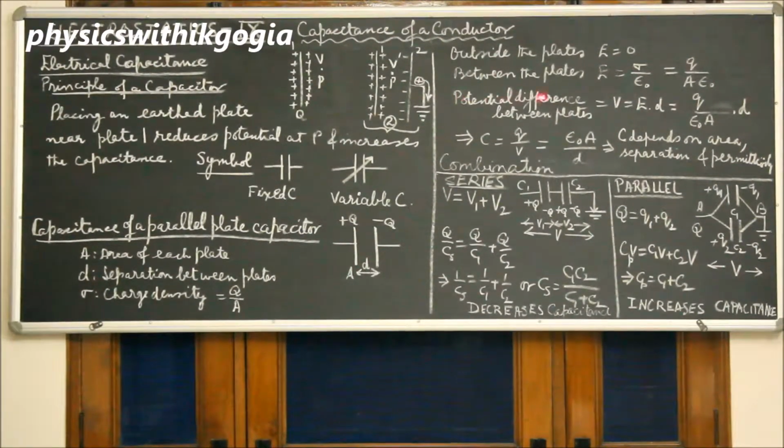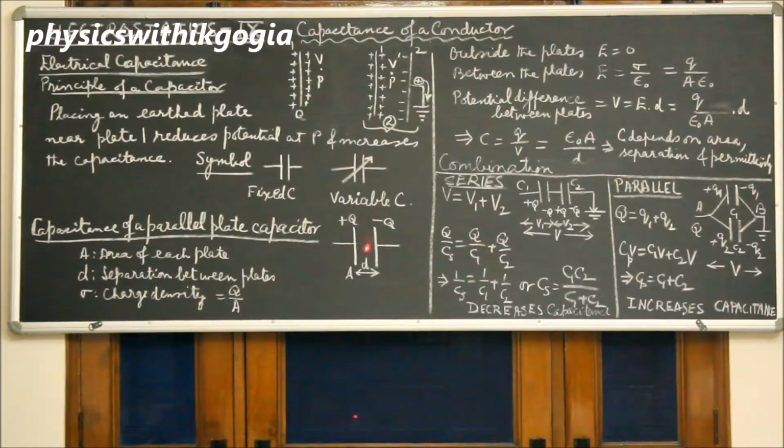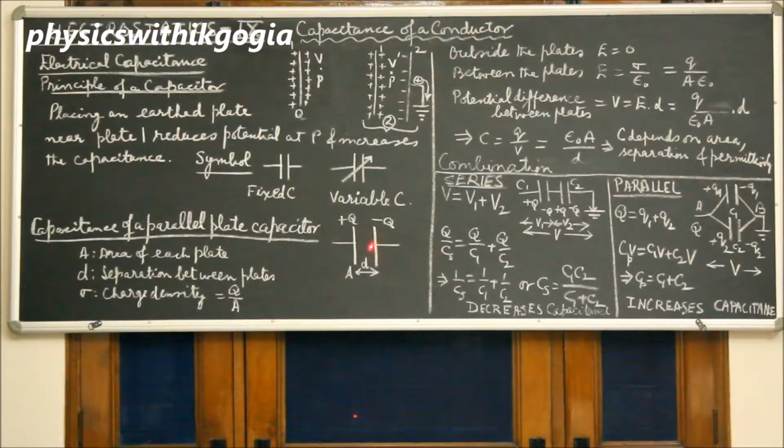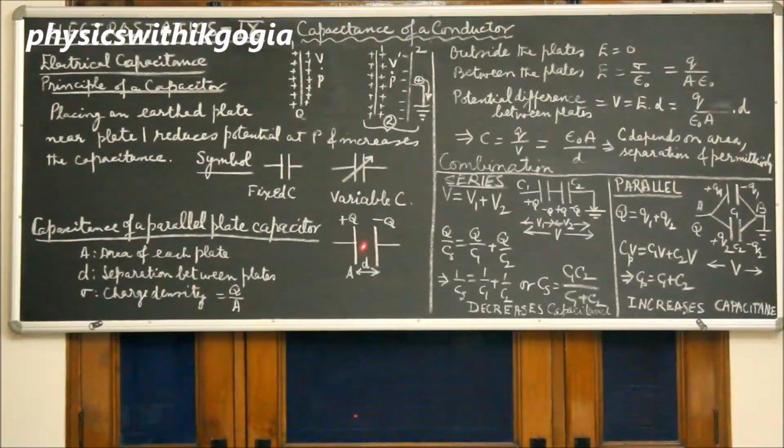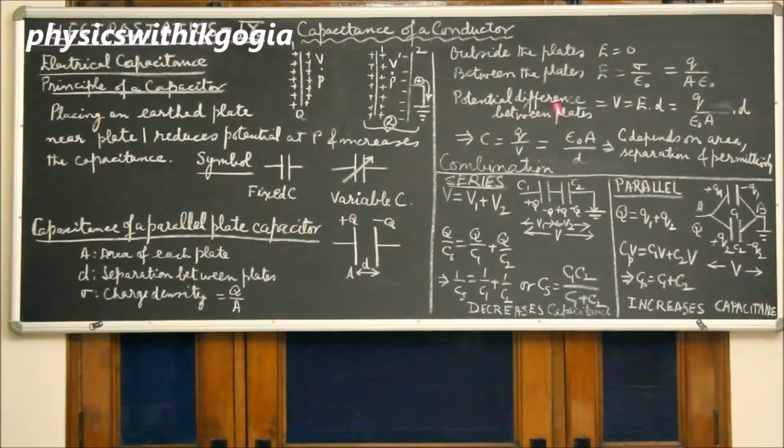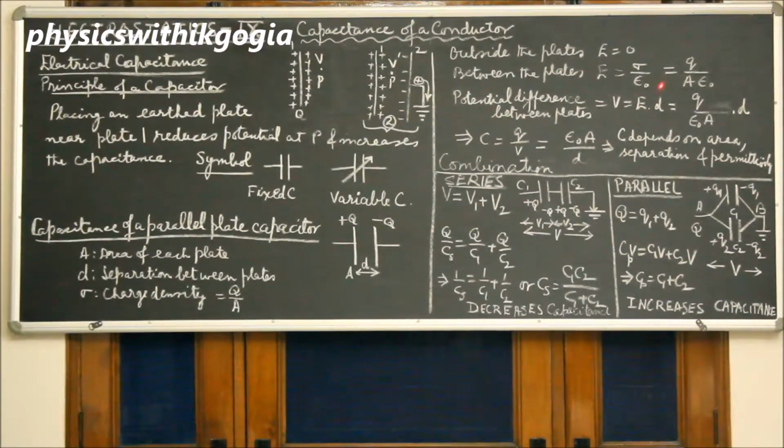However, the field between the plates is directed towards the right, away from the positive charge towards the negative charge. Both the fields are towards the right between the plates. Hence, we have E equal to sigma over epsilon naught, the field between the plates of the parallel plate capacitor. Now, sigma is charge per unit area, so you can write it as Q over A epsilon naught.